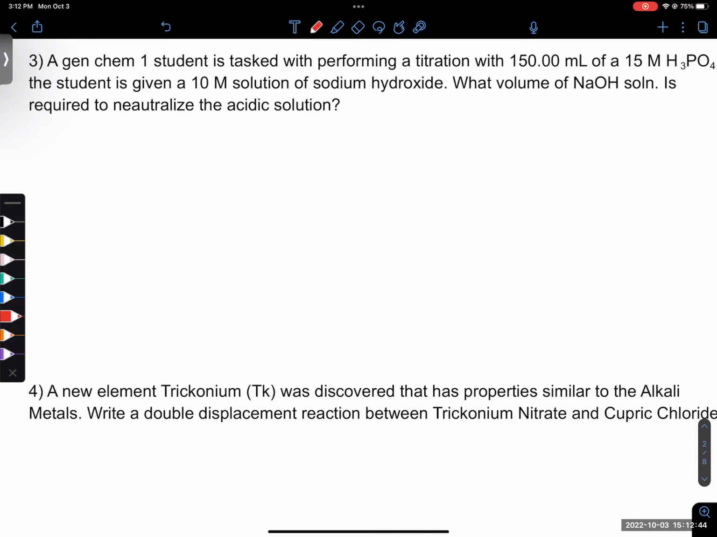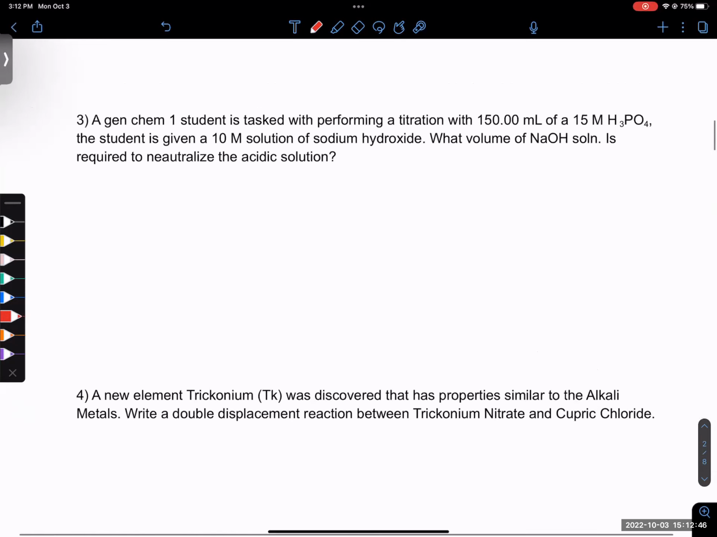All right. So a Gen Chem 1 student is tasked with performing a titration with 150 milliliters of a 15 molar phosphoric acid. The student is given a 10 molar solution of sodium hydroxide. What volume of sodium hydroxide solution is required to neutralize the acidic solution? All right, that's a lot of information to process in a single question, right?